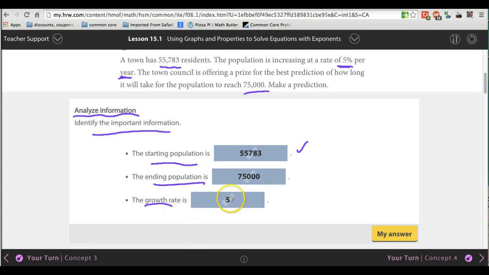What is the growth rate? Well, it says 5 here, but it's supposed to be 5%. Because 5% is different from 5. 5% is 0.05, okay? If you were to use regular numbers, not a percent. So you need this information, and once you have this information, what you can do is go ahead and set up an equation, okay? So this is what you're going to do, okay?